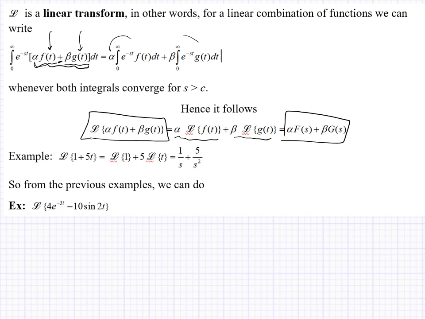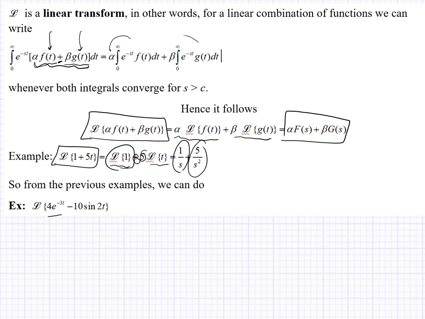So if we know what the Laplace transform of 1 is, and we know what the Laplace transform of t is, we should be able to do the Laplace transform of 1 plus 5t, in that it would be the Laplace transform of 1, which is 1 over s, plus 5 times the Laplace transform of t, so that would be 5 over s squared.